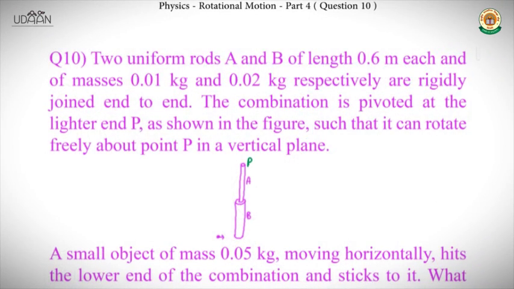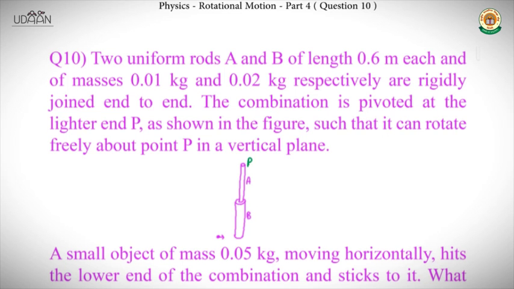Moving on to question number 10. Two uniform rods A and B of length 0.6 meters each and of masses 0.01 kg and 0.02 kg respectively are rigidly joined end to end. The combination is pivoted at the lighter end P as shown in the figure, such that it can rotate freely about point P in a vertical plane.